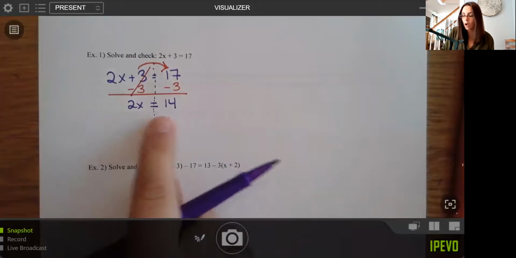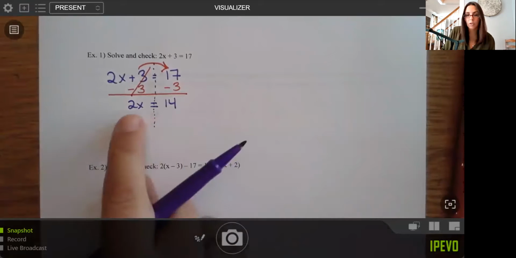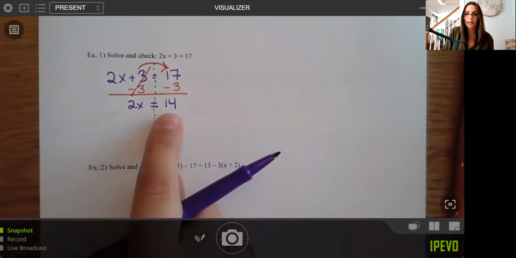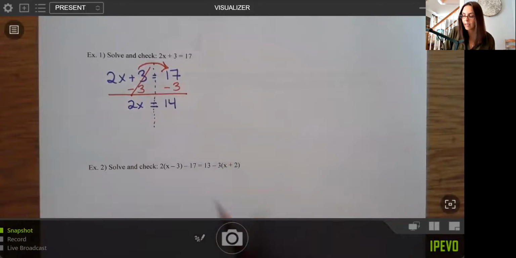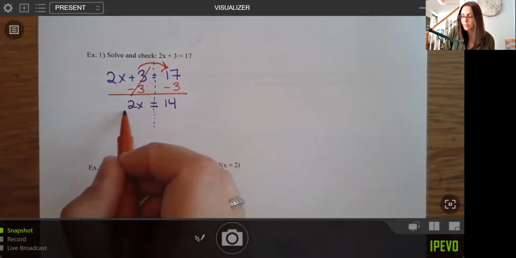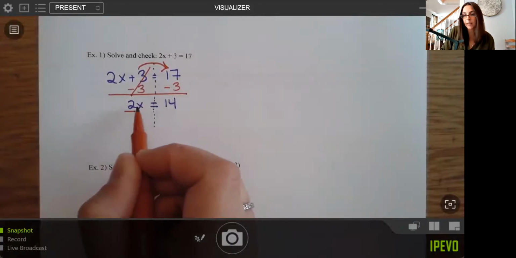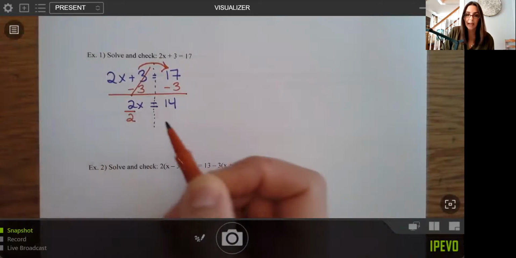Now I can see that all my like terms are together. I have just a 2x on the left and just a +14 on the right. There's no more plus or minus signs. So my next step is to divide by 2. I want to get rid of this 2, and notice that it's being multiplied. The opposite of multiplication is division, so I use that to cancel.